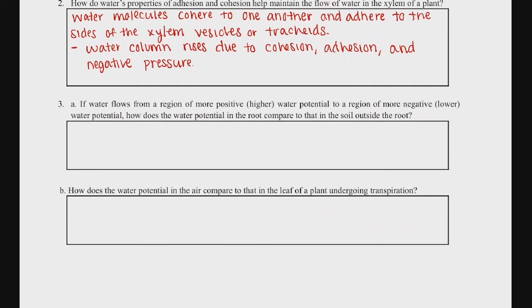Okay, moving on to 3A and B. A, if water flows from a region of more positive or higher water potential to a region of more negative or lower water potential, how does the water potential in the root compare to that in the soil outside the root? If we're saying here that higher water potential moves to lower water potential, and we know that water moves from the soil to the root, then we would say the soil has higher water potential than the root. And that is why water flows through. So let's write that down.